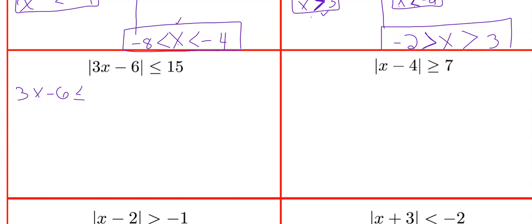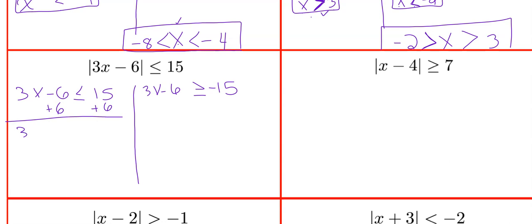So I have 3x minus 6 is less than or equal to 15. And then on the right side, I'm going to have 3x minus 6 is greater than or equal to -15. I'm going to go ahead and on the left side over here, add 6 to both sides. I get 3x is less than or equal to 21. Divide everything by 3. And I get x is less than or equal to +7 on the left side.